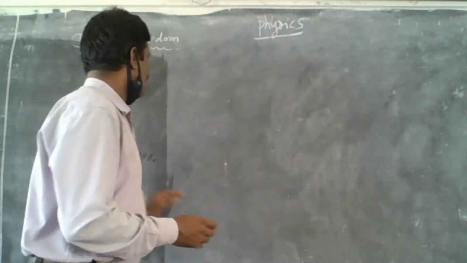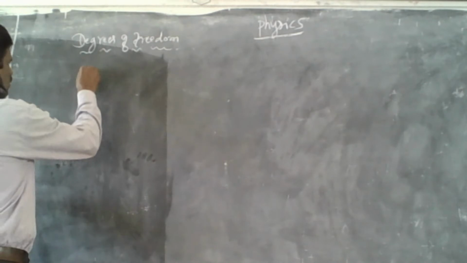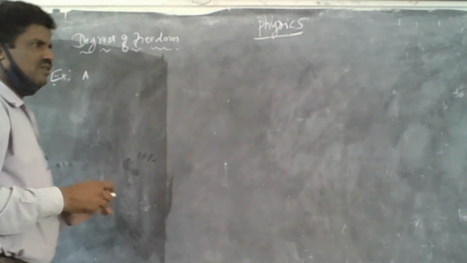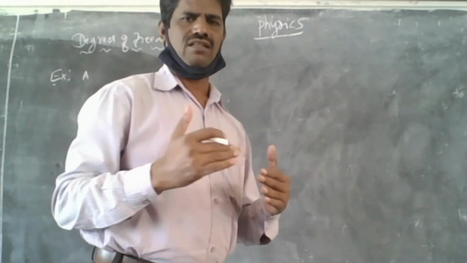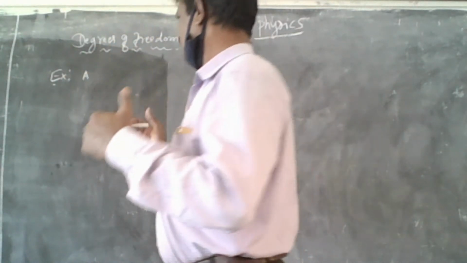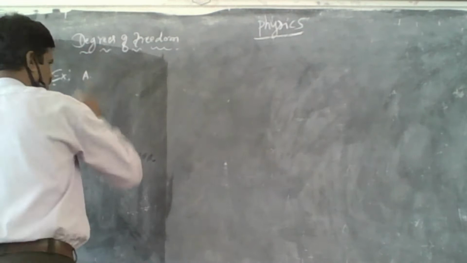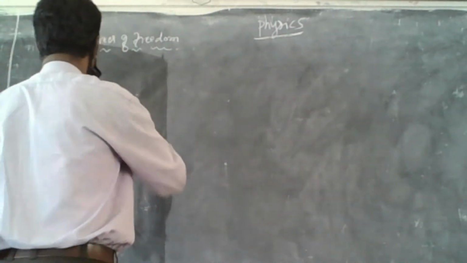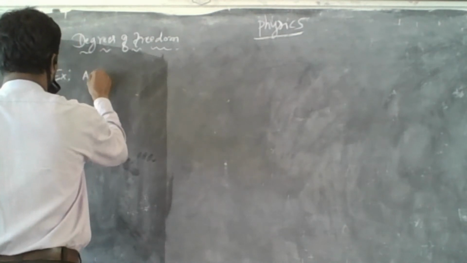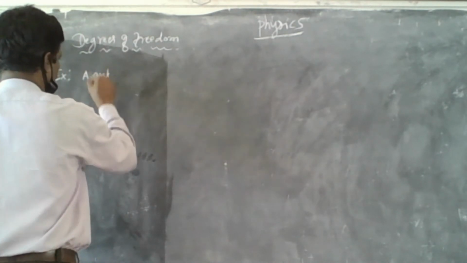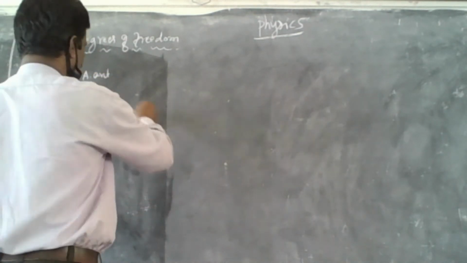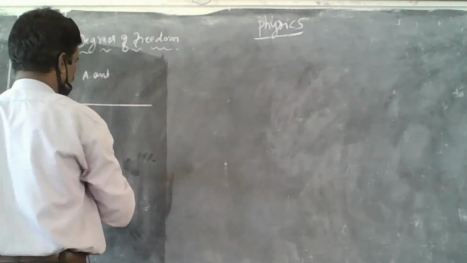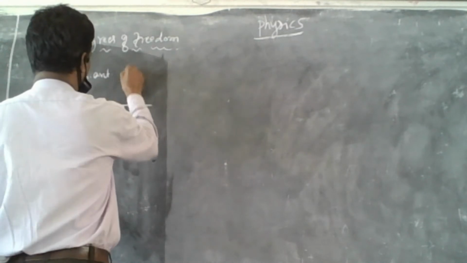Example, suppose an ant. An ant is moving along a straight line. That is a wire. It has only 1 degree of freedom. That is x. An ant is moving along a straight line like this. Suppose the degree of freedom is x.